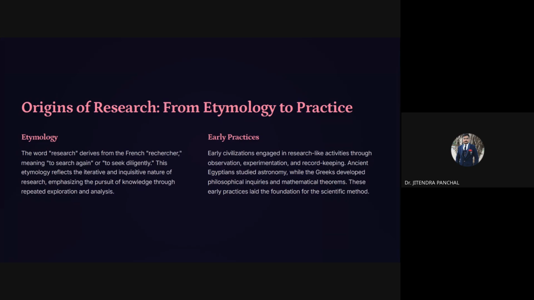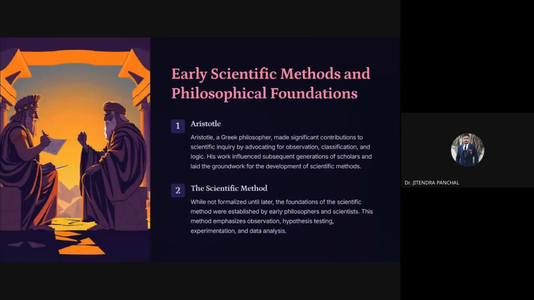Ancient Egyptians studied astronomy, while the Greeks developed philosophical inquiries and mathematical theorems. These earlier practices laid the foundation of the scientific method. So this kind of research was happening at that time, and many philosophers laid the foundation stone for research.